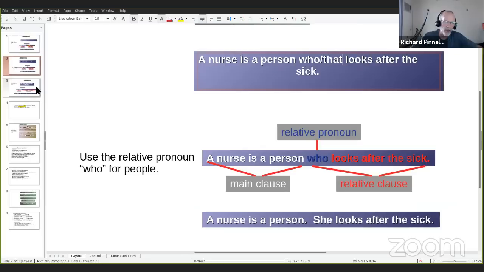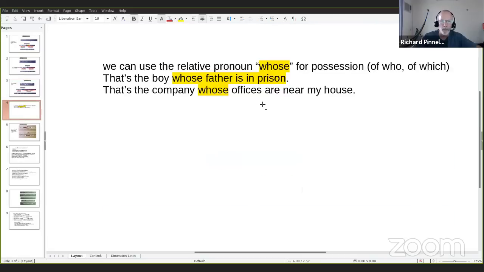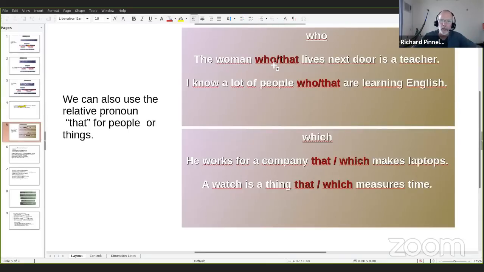With places, we cannot use that. We need to use where, and with possession, we need to use whose. Okay, so in all of the examples that we've seen so far that have people or things, we can actually use that. So you don't need to learn two words for these. You only need to learn one word, which is that.